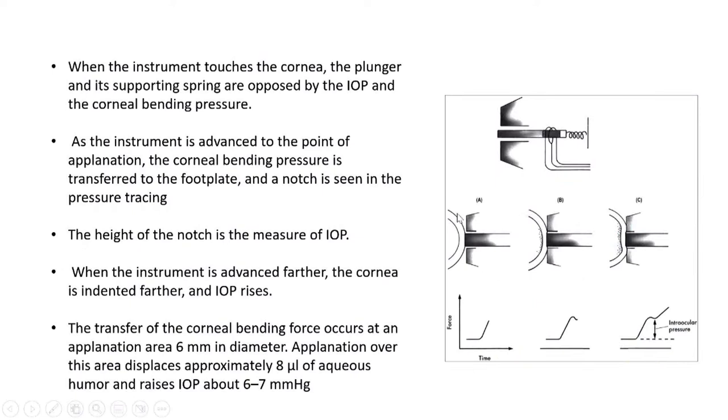So what happens in the Mackay Mark tonometer is that in the center there is this plunger. When the instrument touches the cornea, the plunger and the supporting spring are opposed by the IOP and the corneal bending pressure. As the instrument advances to the point of applanation, this corneal bending pressure is transferred to the foot plate. The plunger in the center initially indents the cornea, but later on as the instrument moves forward, the foot plate comes in contact with the cornea. All the bending forces are transferred to the foot plate, and the plunger measures only the IOP reading.